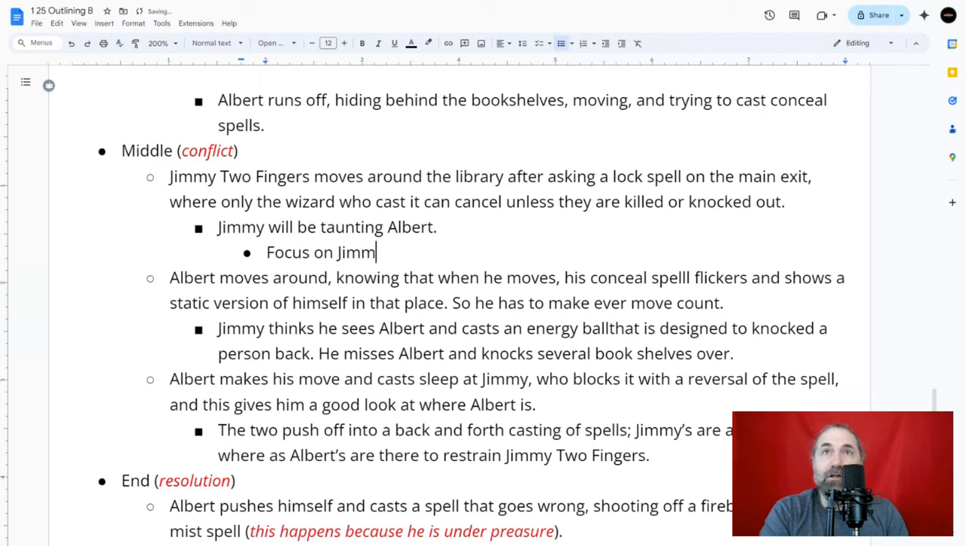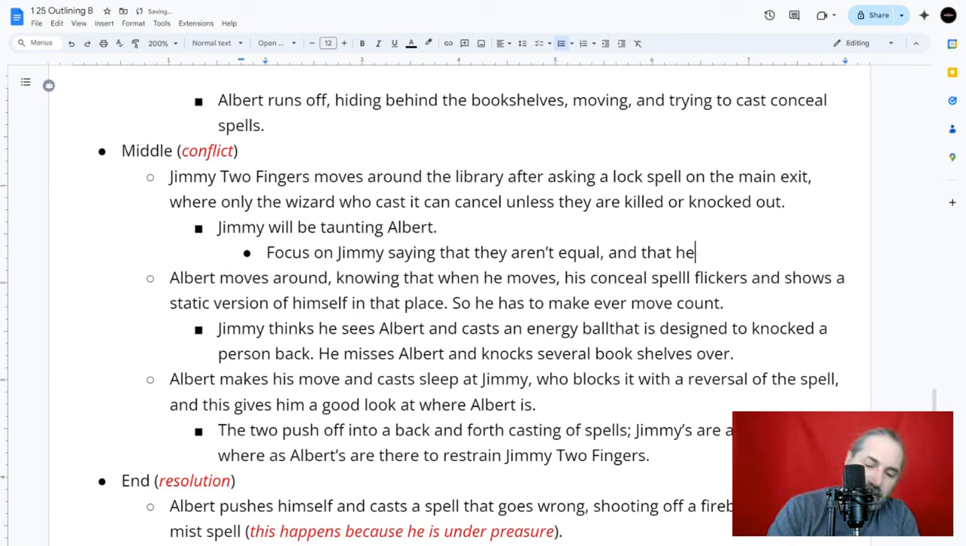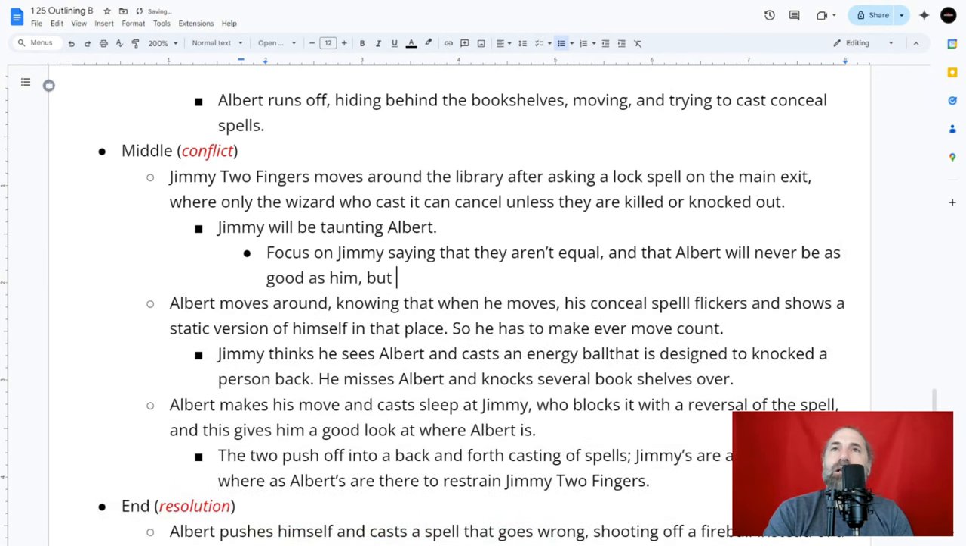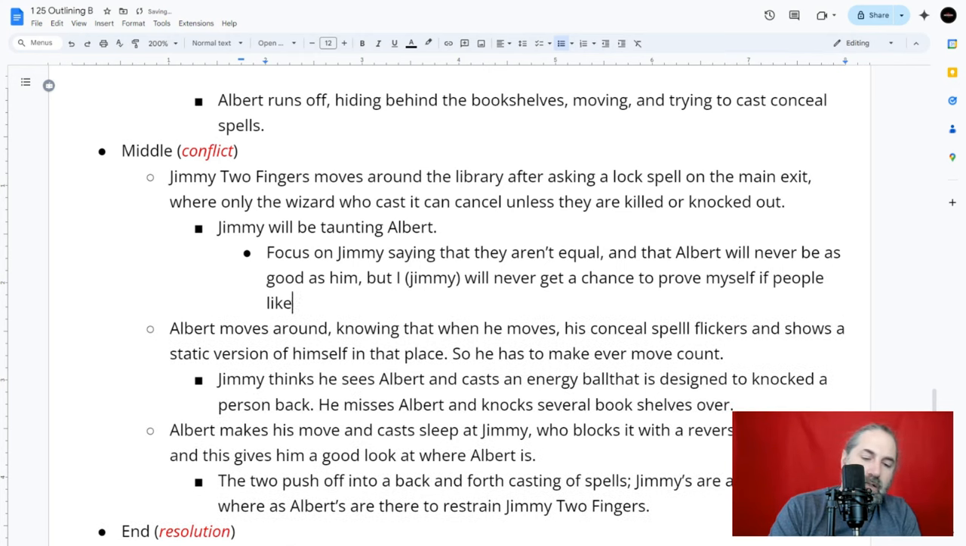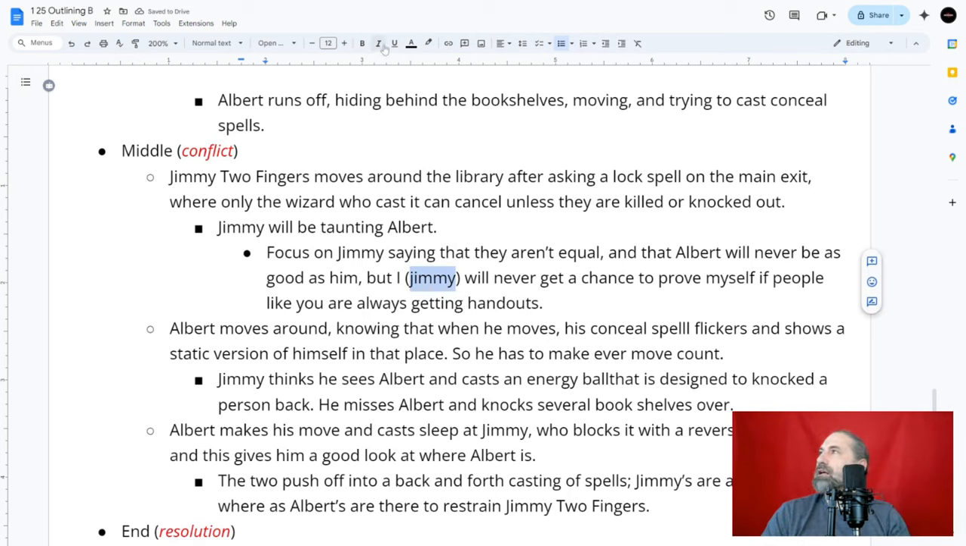Focus on Jimmy saying that they aren't equal, and that Albert will never be as good as him, but I, as in Jimmy, will never get a chance to prove myself if people like you are always getting handouts. All right. So, okay, and then that could turn into a conversation.